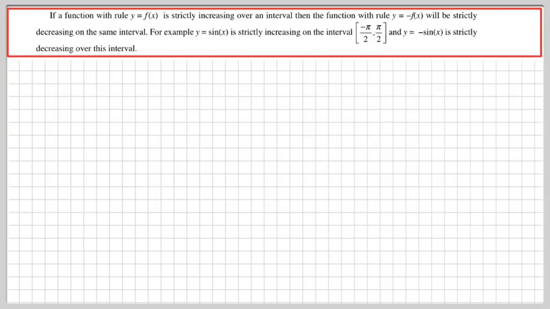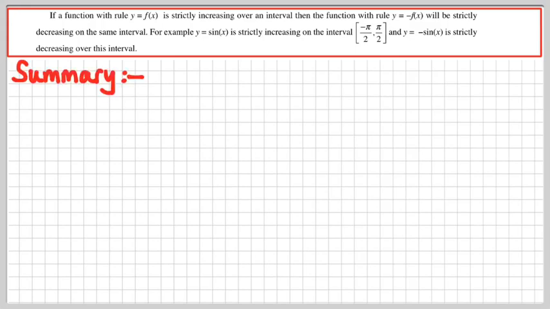All right. Now, the last bit here: if a function with rule y equals f of x is strictly increasing over an interval, then the function with rule y equals minus f of x will be strictly decreasing. That makes sense, because you're just reflecting it about the x-axis, right? So if it was going up, then once you reflect it about the x-axis, the reflected version will be going down. Yes? That makes sense to me, doesn't it? And to you too? Yes, very good.